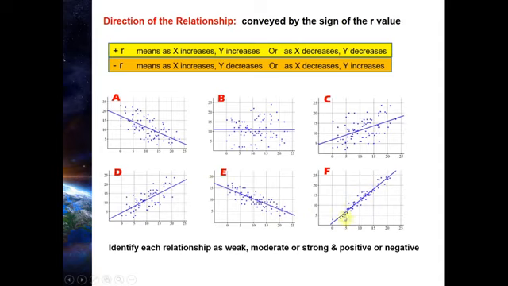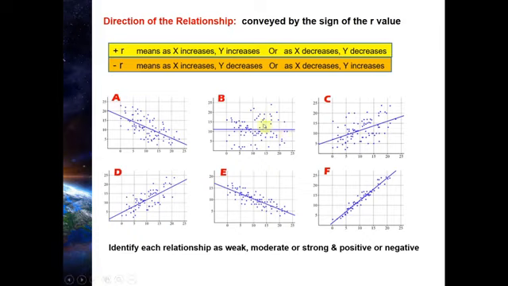What about this one? Back to a positive relationship. As X increases, Y is also increasing. Okay? So you can tell just by looking at the scatter plot and looking at the direction that the dots are moving in. All right? Are you going to draw the line with a negative slope or a positive slope? That's going to tell you whether your R value will be positive or negative.